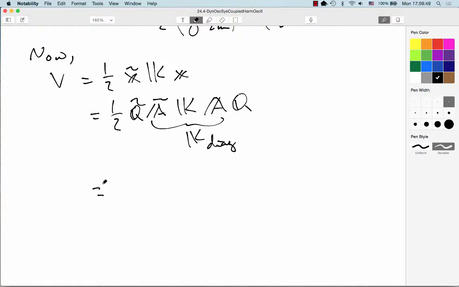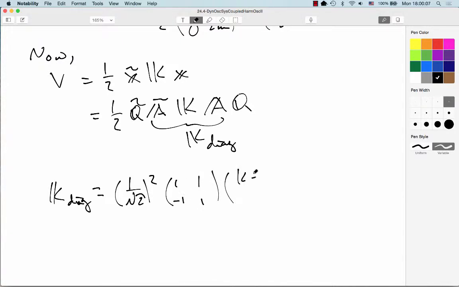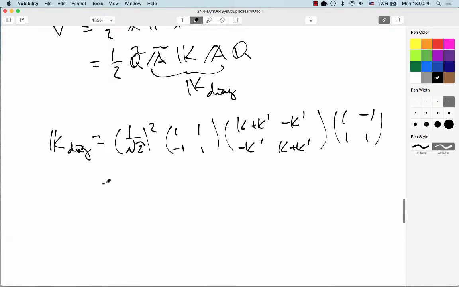So that will be k diagonal. Again, same deal, we get 1 over root 2 squared from the normalization, and then we do the similarity transform here: 1, 1, minus 1, 1, times k plus k prime, minus k prime, minus k prime, k plus k prime, times 1, minus 1, 1, 1. So this becomes 1/2, 1, 1, minus 1, 1. Alright, let's do the matrix multiply.